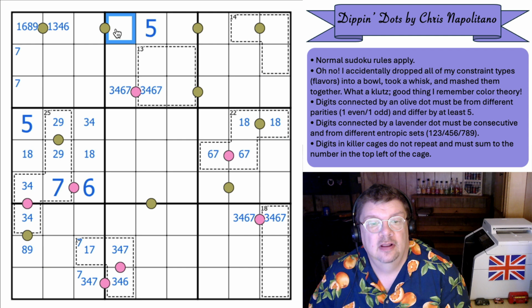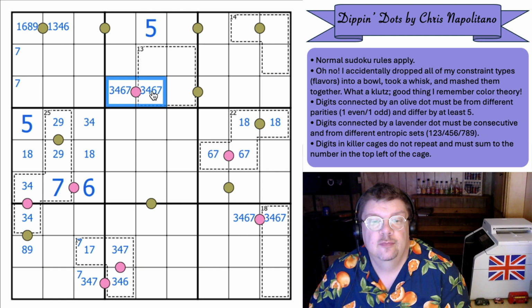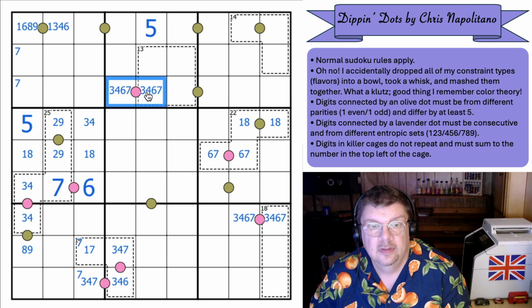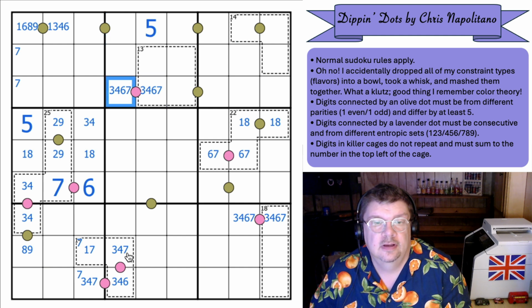This cell is restricted. This pink dot is a different flavor from this pink dot, because if this is 3, 4, that eliminates 3 and 4 from there, making it 6, 7. And if this is 7, 6, that eliminates the 7, 6 from there, making it a 3, 4 dot. This cell sees all 4 of those, 2 by the box and 2 by the column, so that can't be 3, 4, 6, or 7.